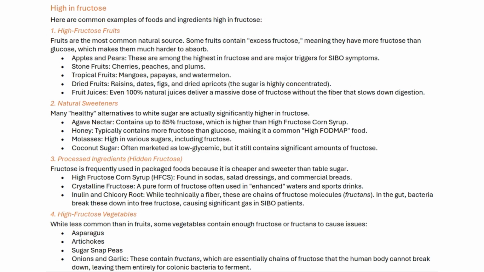Certain vegetables, while less common, can also contain fructose or fructans that may cause digestive issues. Notable examples include asparagus, artichokes, and onions, which contain fructans that are not digestible by the human body and can lead to fermentation by gut bacteria, resulting in gas and discomfort for sensitive individuals.